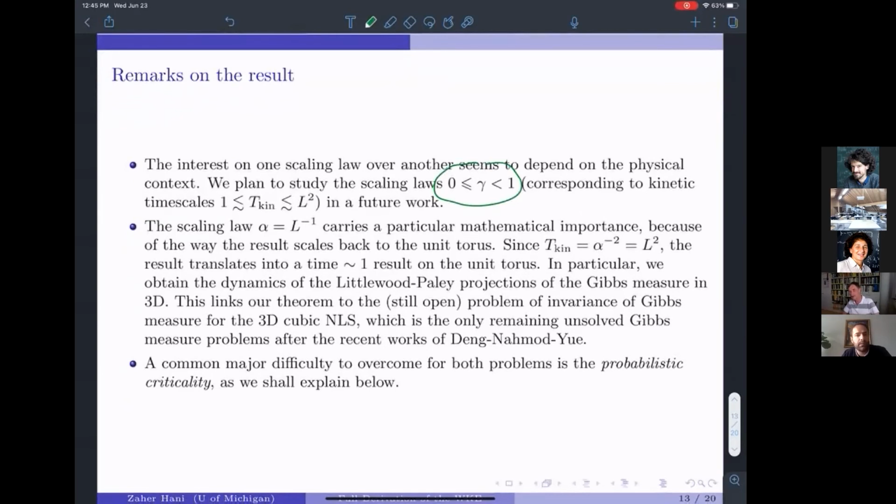In that, derive the kinetic equation, right? I want to derive the kinetic equation, so there's only one scaling law in some sense. Maybe in the discrete setting, same for the discrete. It's the same thing, right? Scaling: I want to put T kinetic is alpha to the -2, or equal to L squared, right? That's the same.